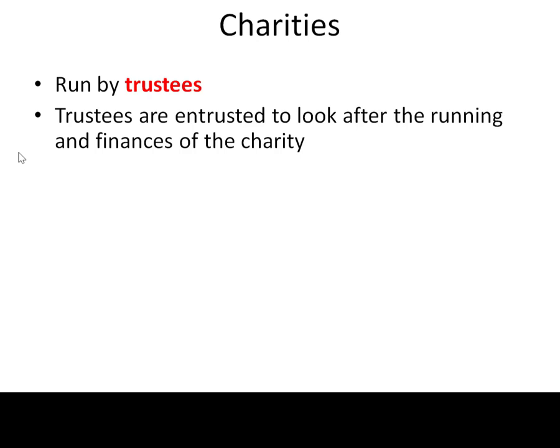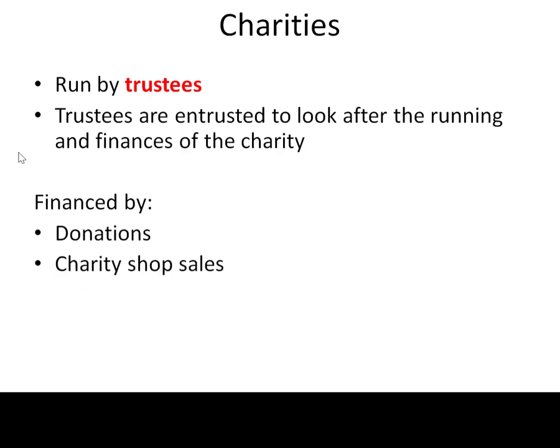So you can just see just what I said. Charities are run by trustees. Trustees are entrusted to look after the running and finances of the charity. They're not going to take the money and run away. How do you finance charities? Donations, charity shop sales. When you go into a charity shop and buy something, the money goes to the charity. People give gifts, and also the National Lottery. That's the main kind of way that the charities get their money in the UK.